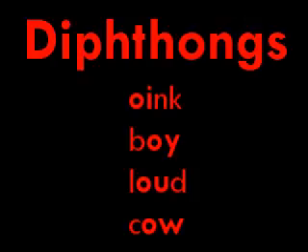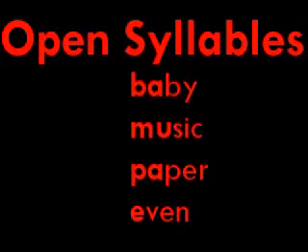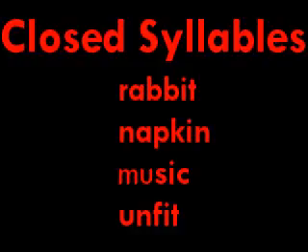11. Diphthongs. These are vowels that put together make a sound of the first one gliding into the second one. Some examples are oink, boy, loud, and cow. 12. Open syllables. This is when a syllable in a word ends with a long vowel. Some examples are baby, music, paper, and even. 13. Closed syllables. This is when a syllable in a word has a consonant at the end, making the vowel before it short. Some examples are rabbit, napkin, music, and unfit.